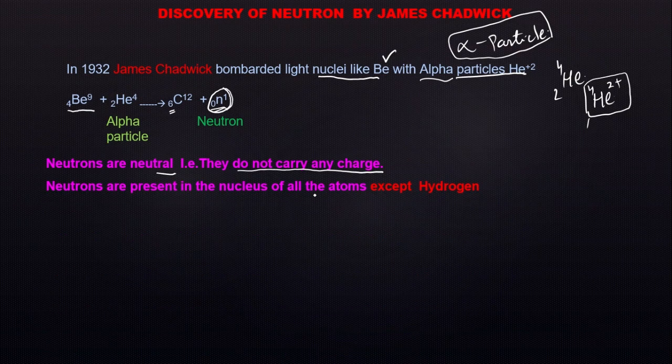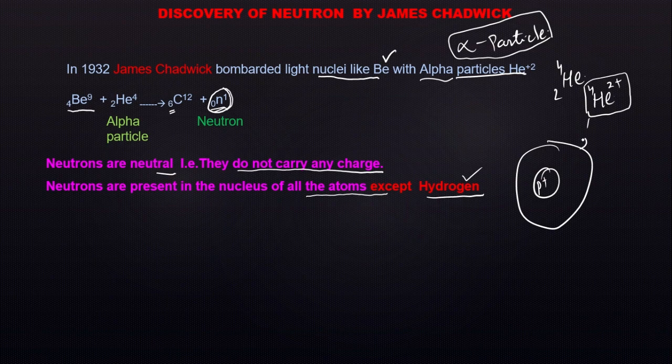Neutrons are present in the nucleus of all the atoms except hydrogen. Every other atom in its nucleus contains these neutral particles, but hydrogen does not have any neutron. So the hydrogen nucleus is with 1 proton and nothing else. Outside is just 1 electron revolving around it. This is how a hydrogen atom looks.